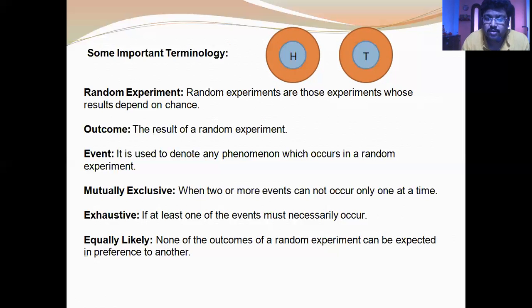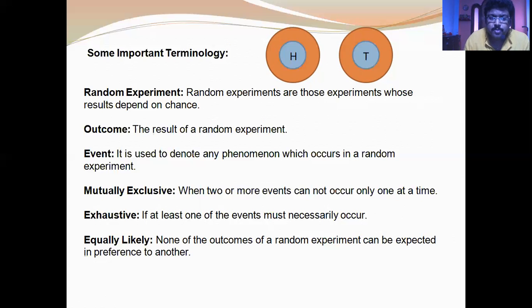Now, mutually exclusive: when two or more events cannot occur at the same time, only one at a time. When you toss a coin, head may appear or tail may appear. So when tossing a coin, this head or tail are mutually exclusive. Two cannot occur at a time.